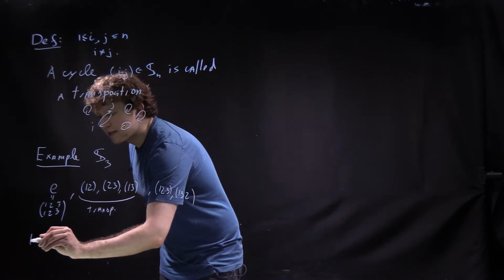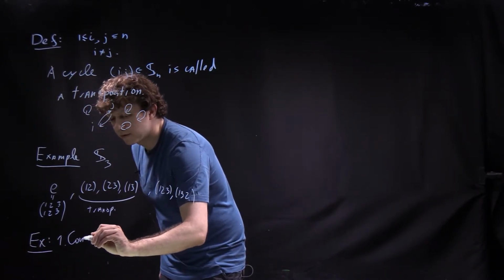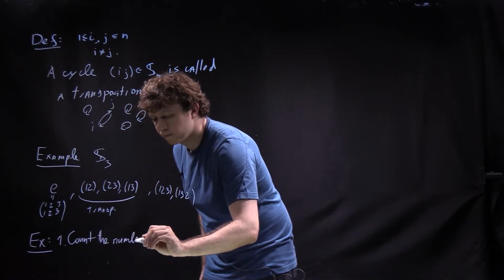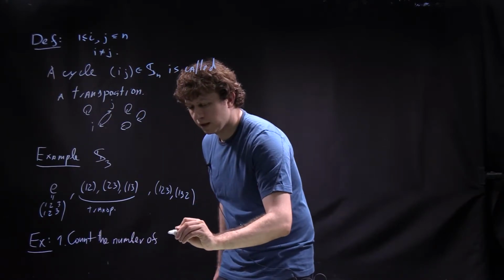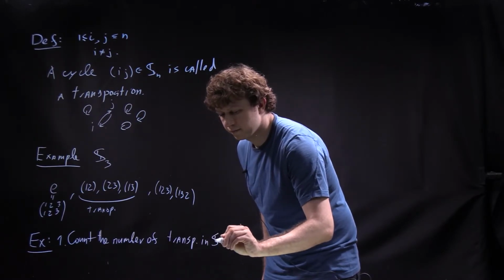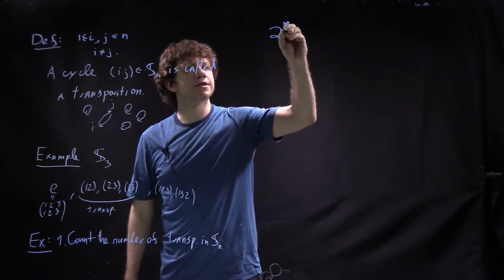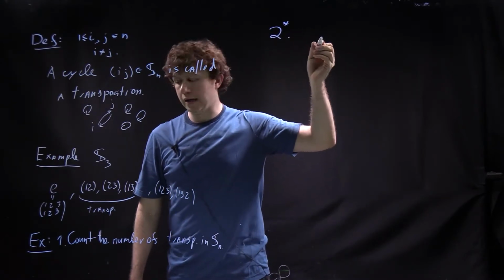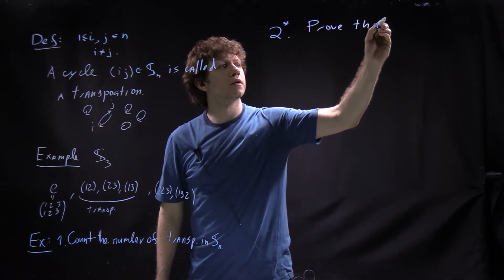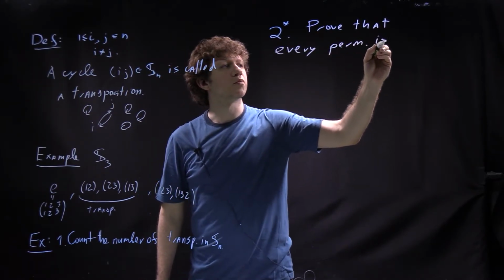There are a couple of exercises here. One of them is to count the number of transpositions in Sn. And then there is a harder one, which is actually in the problem set. The second one is to prove that every permutation is a product of transpositions.